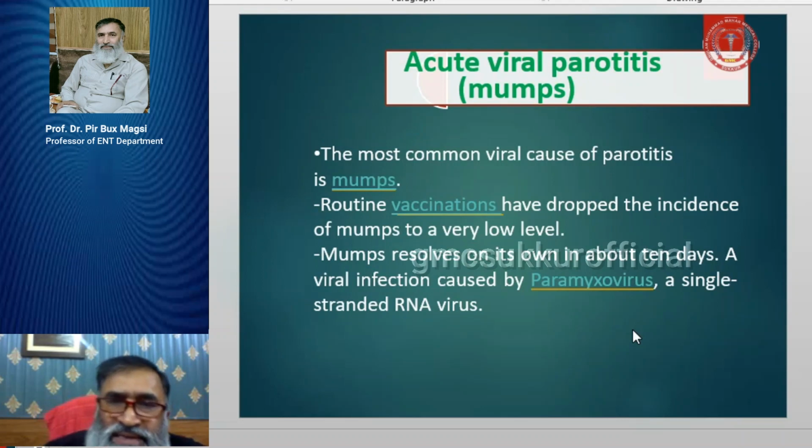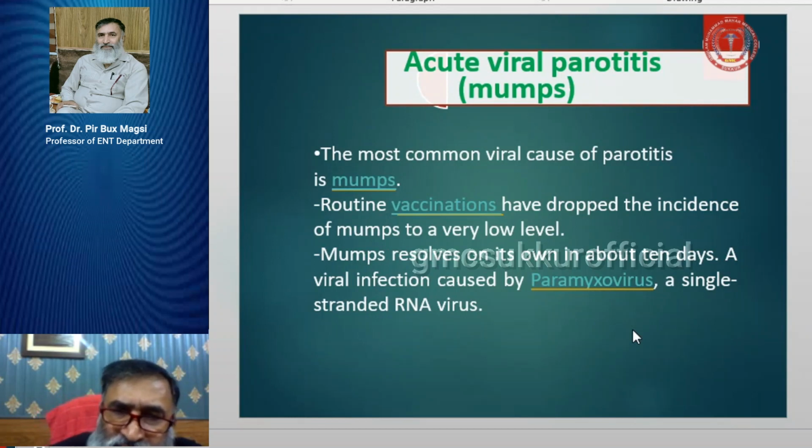Acute viral peritonitis is caused by mumps. The most common viral cause of peritonitis is mumps. Routine vaccination has dropped the incidence of mumps to a very low level. Mumps resolves on its own in about 10 days.